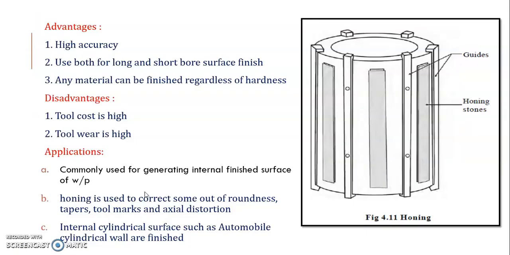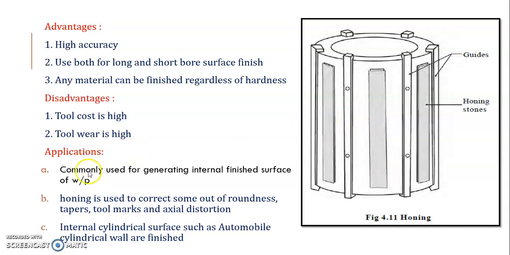Now, what are the advantages of this honing? High accuracy as compared to a lapping process. It is used for both long and short bore surface finish. Any material can be finished, whatever may be the hardness. But the disadvantage is that the cost of this tool is very high, and wear is also high.